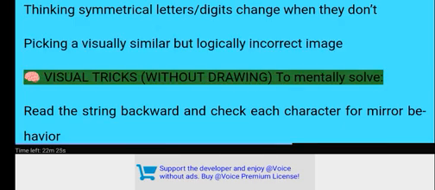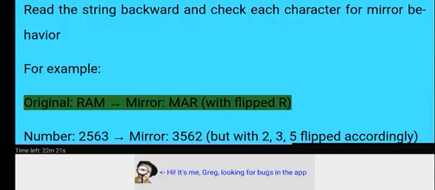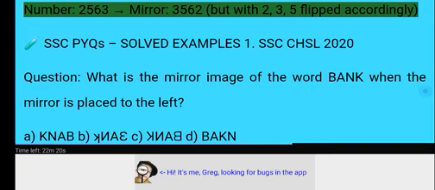Visual tricks to solve mentally without drawing: read the string backward and check each character for mirror behavior. For example, original RAM, mirror MAR with flipped R. Number 2563, mirror 3562, but with 2, 3, 5 flipped accordingly.